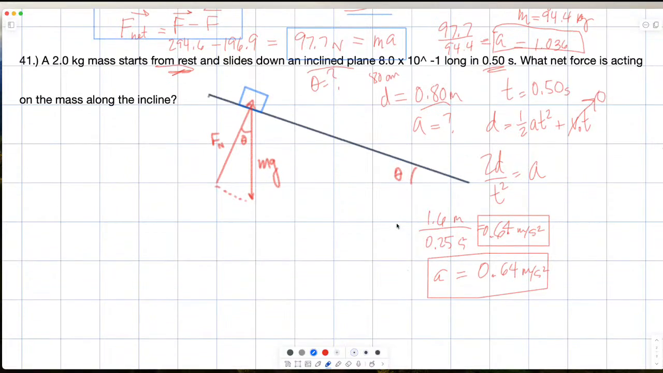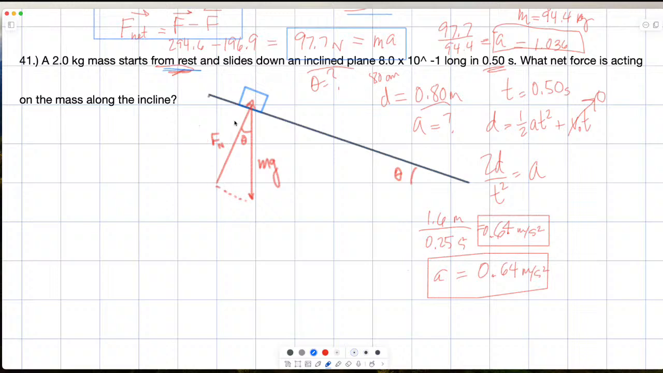All right, last one for now, and then we'll do a separate video for the others. A 2 kilogram mass starts from rest and slides down an inclined plane 8 times 10 to the minus 1 meters long in 0.5 seconds. Well, that's 80 centimeters, so 0.8 meters, and the time is 0.5 seconds. What net force is acting on the mass all along the incline?